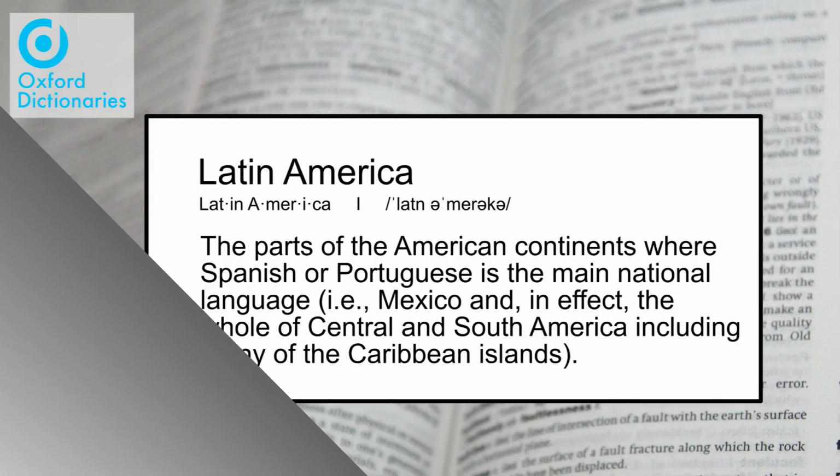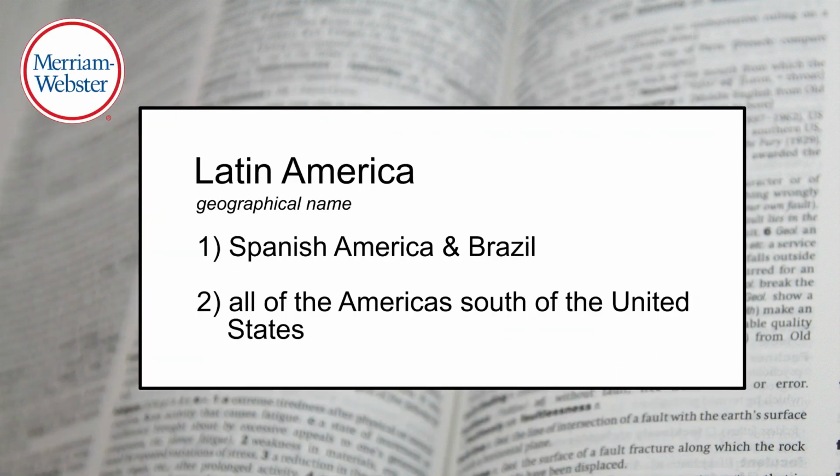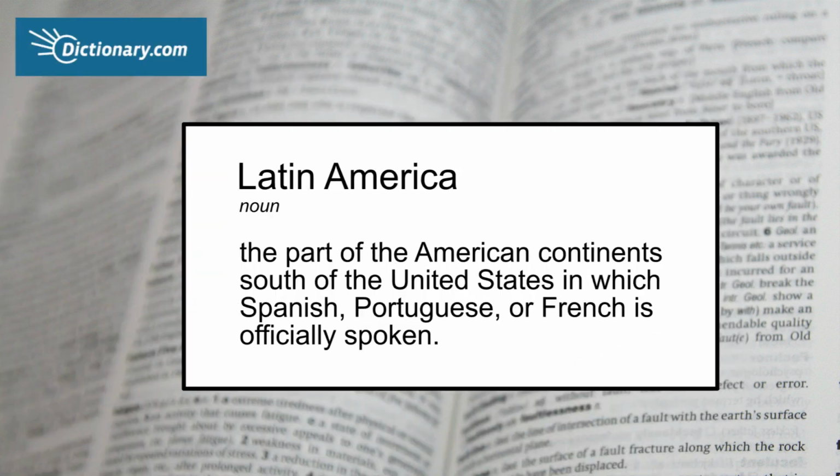For example, Oxford Dictionary says that Latin America is the parts of the American continents where Spanish and Portuguese is the main national language, but this definition neglects the French-speaking parts. Merriam-Webster has two definitions, Spanish America and Brazil, but once again this excludes the French-speaking parts, and two, all of the Americas south of the United States. But like I said earlier, this definition is far too inclusive. Possibly the best definition is from dictionary.com, which defines Latin America as the part of the American continents south of the United States in which Spanish, Portuguese and French is officially spoken.